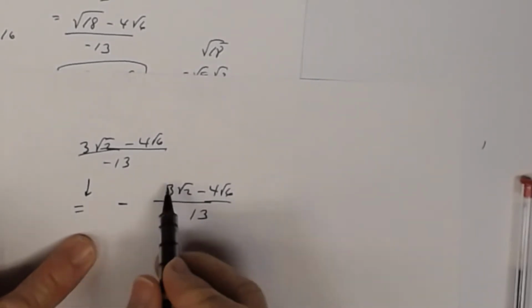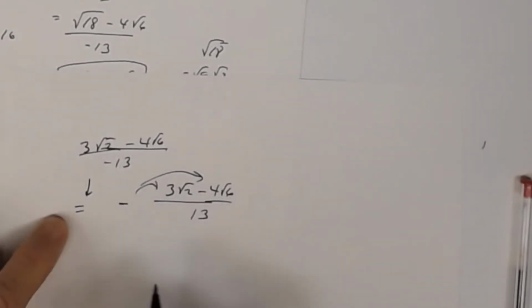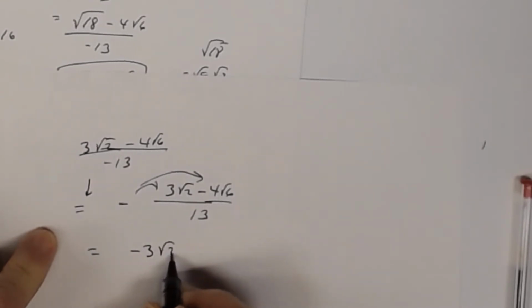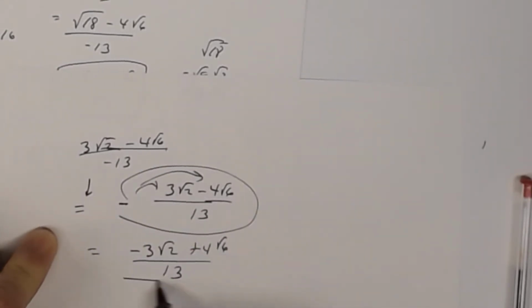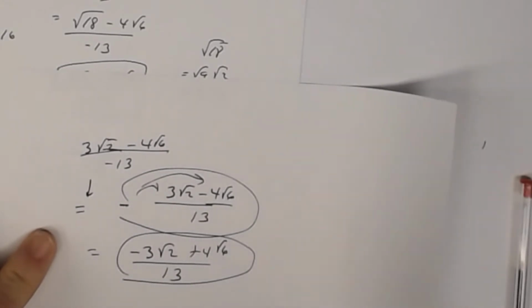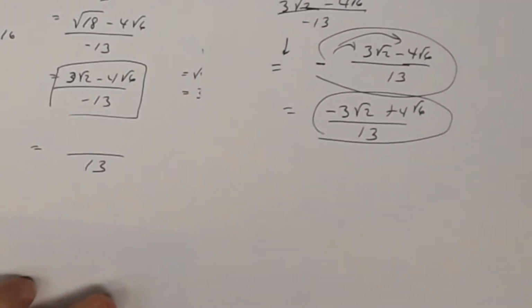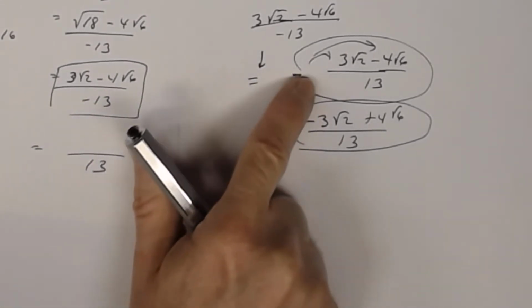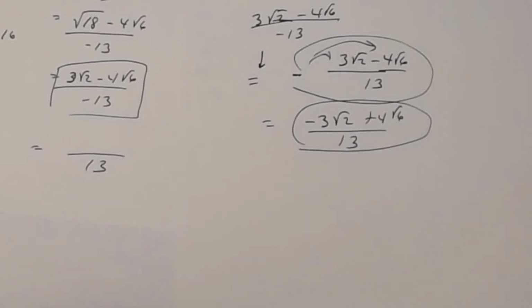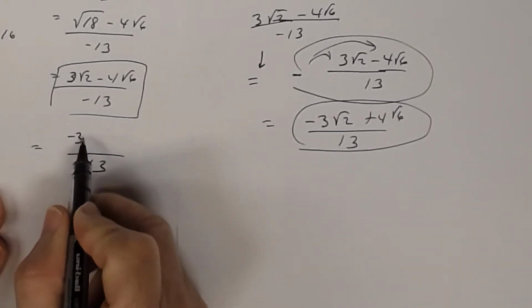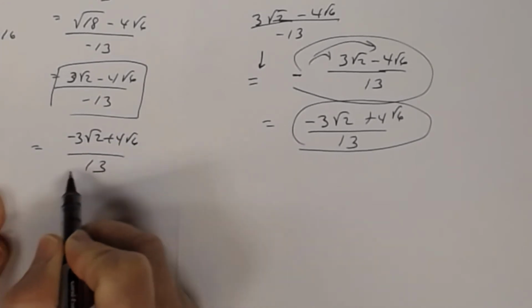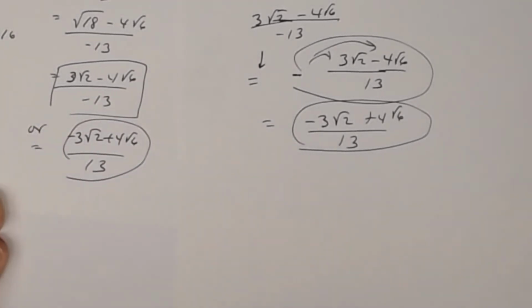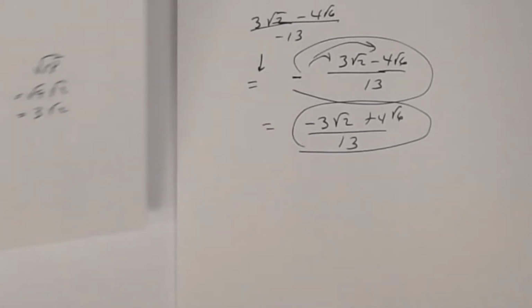The other thing you can do is distribute the negative through the numerator. So this becomes negative 3 square root of 2, and the opposite of a negative 4 is a positive 4 square root of 6 divided by 13. So either one of those are other ways of writing this, other ways you can see the answer written. So this was a multiple choice question. You could see this, you could see this, you could see this. Okay? So just keep that in mind. So I'm going to write this as negative 3 square root of 2 plus 4 square root of 6. So that's just another way of writing the answer. All right, so that's number 2.